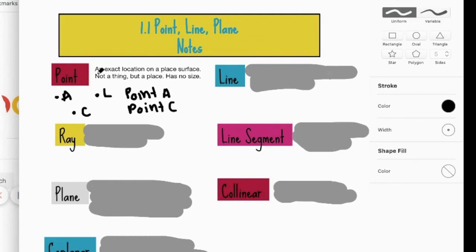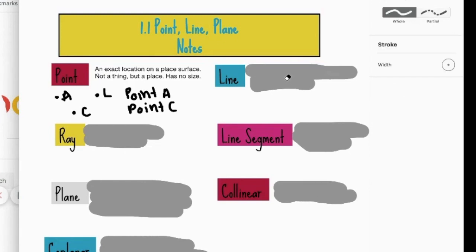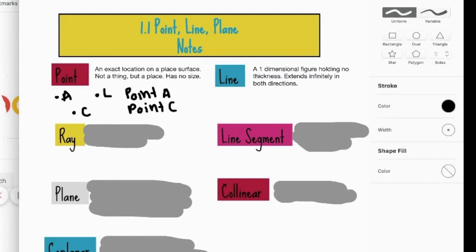So once we start to use this building block of a point, it allows us to have all these other types of geometric figures that we use. The first of those figures is a line. A line, I'm sure you're very familiar with from algebra, is a figure that holds no thickness and it extends infinitely in both directions.